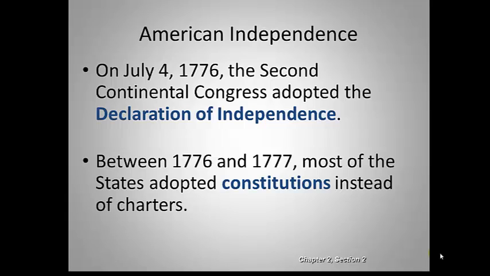And again, we talked quite a bit about that in class. Most of the states had constitutions, so there was quite a constitutional tradition. Even if you go back to the 1620s when the Pilgrims landed in Plymouth, one of the first things they did was write a constitution, also known as the Mayflower Compact.